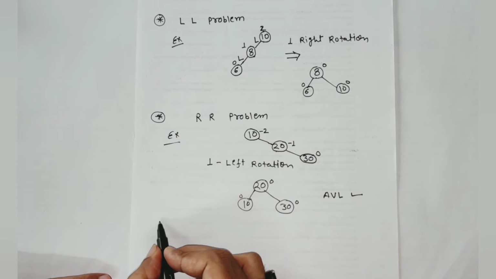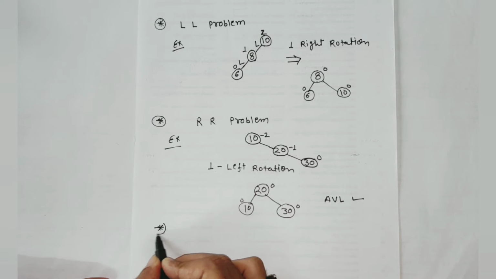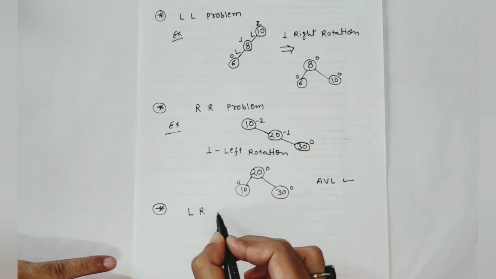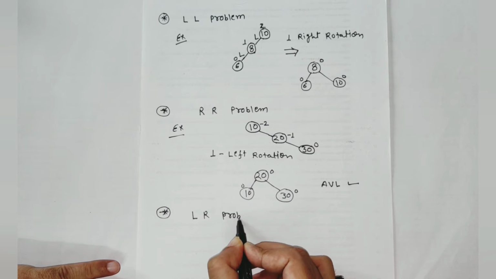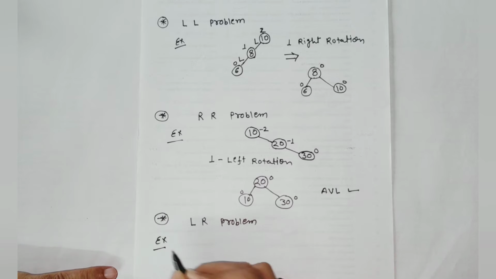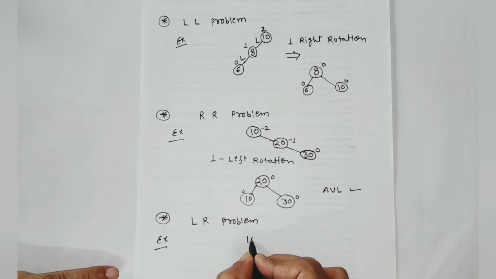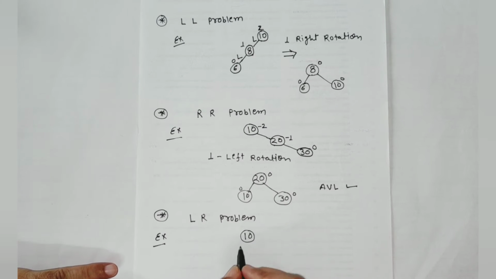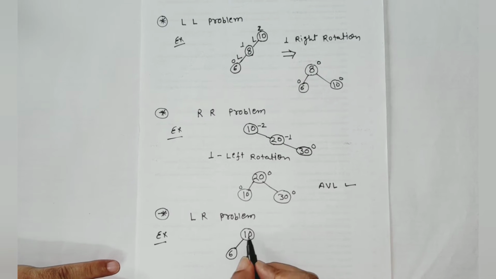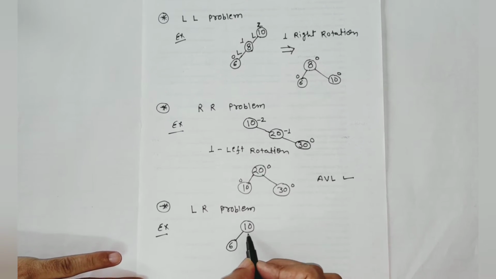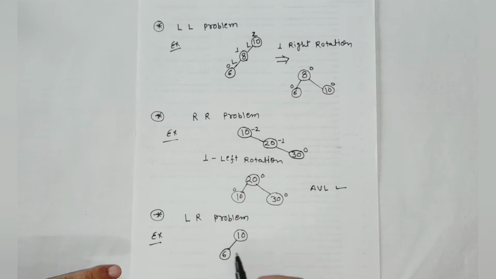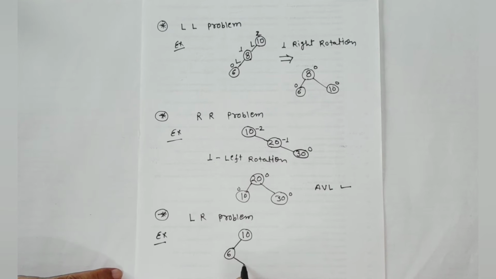Now let's see another problem, which is the LR problem. Now I will take one more example. Suppose I have one node 10. After that I have 6. So till now it is an AVL tree, because the balance factor of 10 is 1 and the balance factor of 6 is 0. But suppose I want to insert 8.